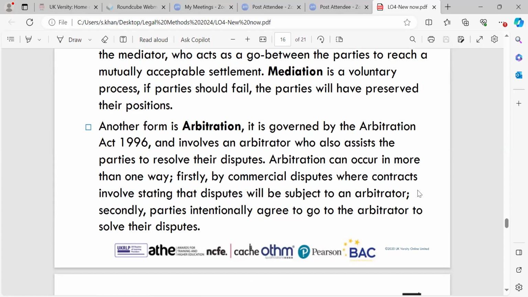Firstly, through commercial disputes, where contracts state that disputes will be subject to an arbitrator. And secondly, parties intentionally agree to go to an arbitrator to solve their disputes. The arbitrator is independent, usually from the Chartered Institute of Arbitrators, and makes an independent decision about the complaint. The decision the arbitrator makes is legally binding, so the parties won't be able to go to court later if they don't agree with the outcome.